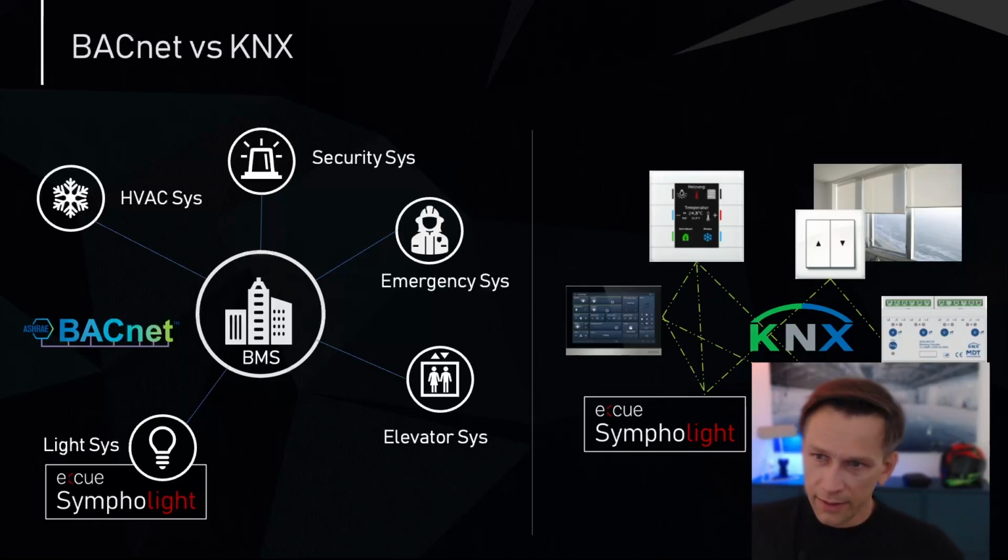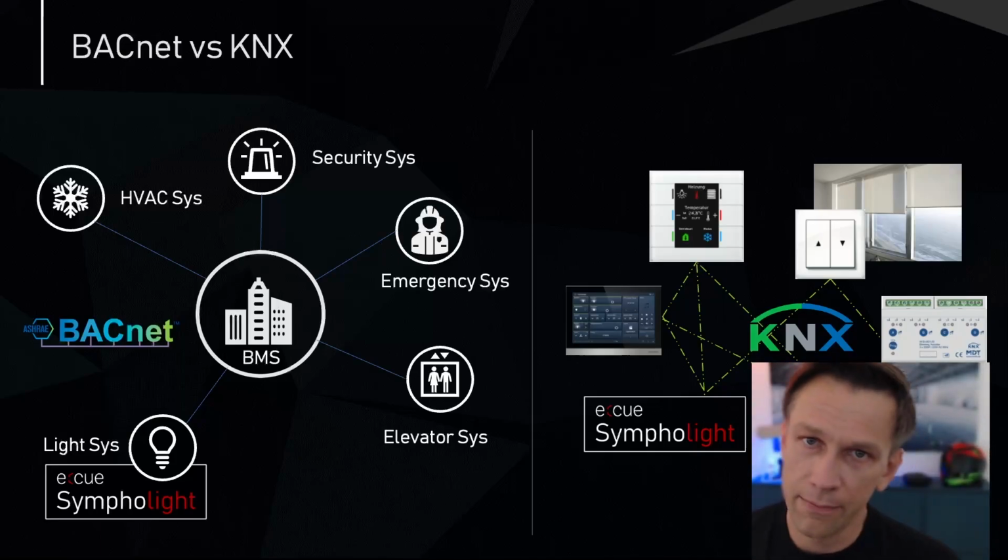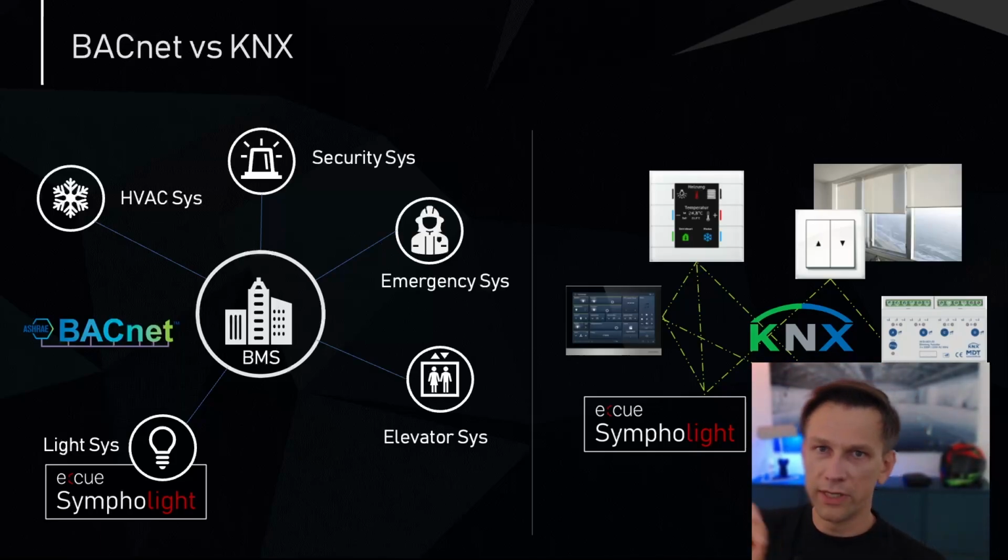On the right side, you see the biggest difference. KNX, as I mentioned, is made to communicate directly between actors and inputs. So there is no single point of failure. But from time to time, you want to combine the KNX system, for instance, with our Sympholight system. And for this, you can implement Sympholight.